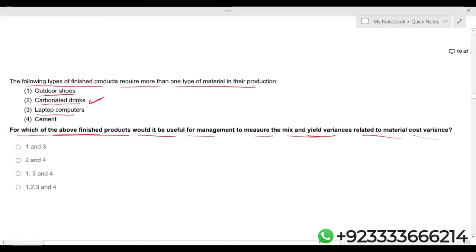So laptop computers, we will not be physically doing any mixing. Even though, when we are manufacturing a laptop, of course we are using more than one material, in the case of a laptop it's just assembling. No physical mixing of the material is involved. But in cement, yes, it is involved. So logically, carbonated drinks and cement involve physical mixing. So do we have any option? Logically, it has to be 2 and 4.